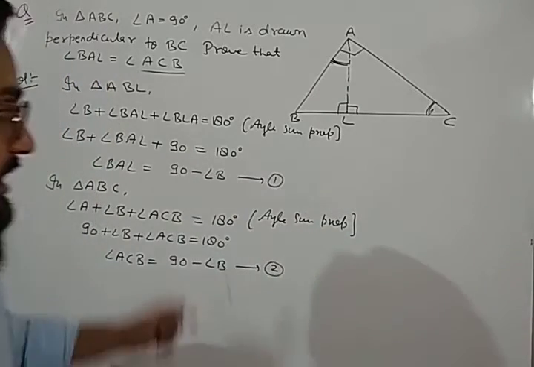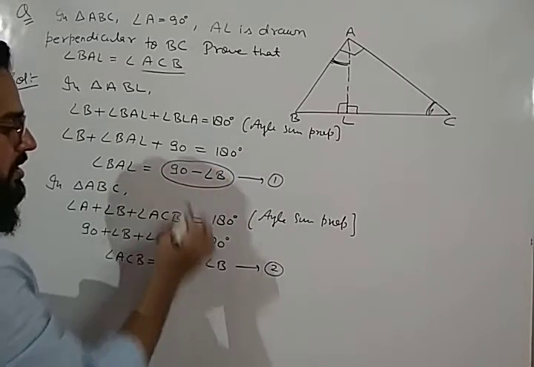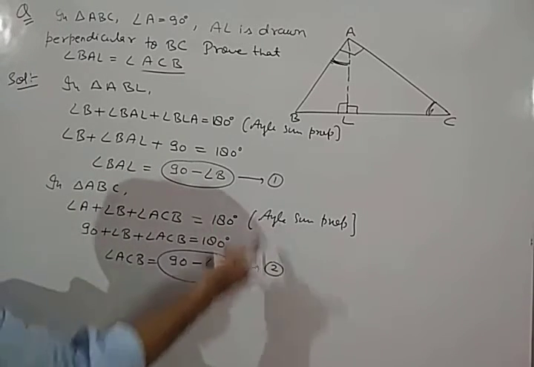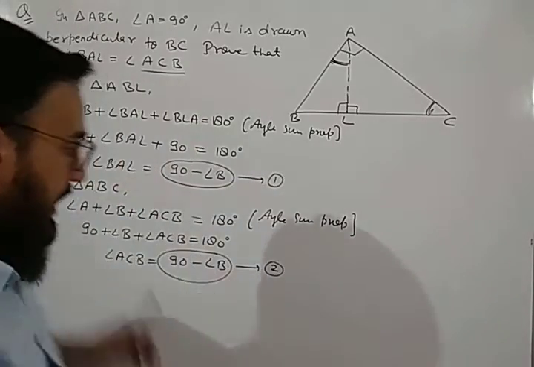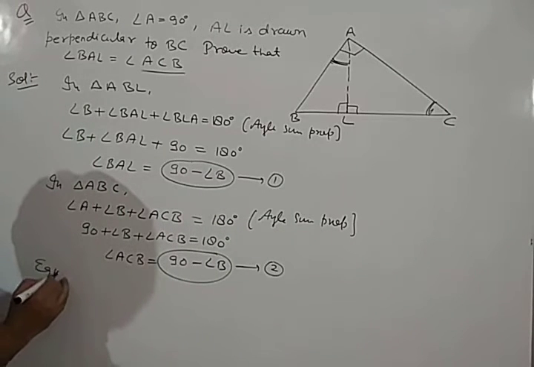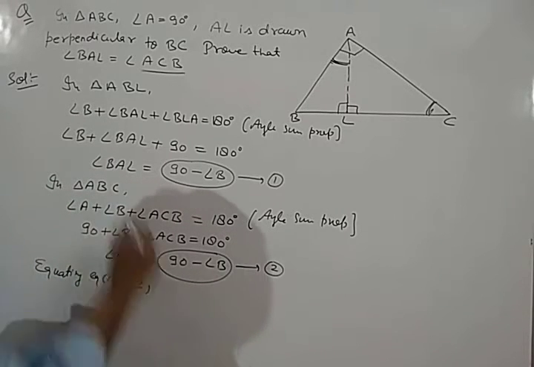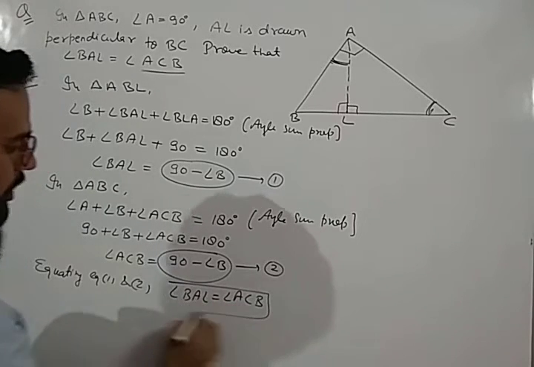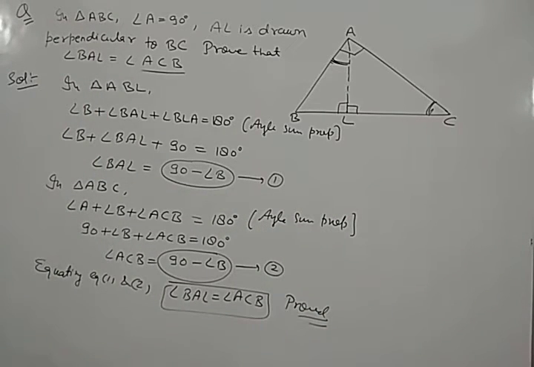Okay, now if we see these two equations, equation number 1 and equation number 2, the right hand side of both the equations is same. This is 90 minus angle B and this is also 90 minus angle B. So if the right hand side of two equations is same, then left hand side will also be equal. So equating equation 1 and 2, we will get angle BAL is equal to angle ACB, and this is what we have to prove. So we have proved this statement also. Angle BAL is equal to angle ACB.